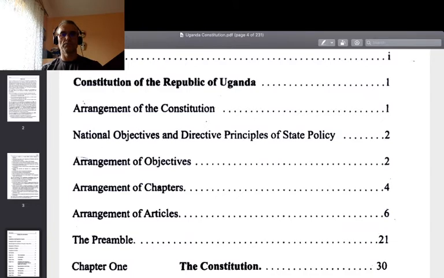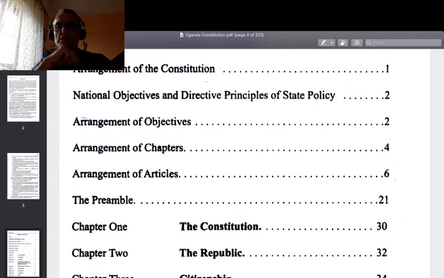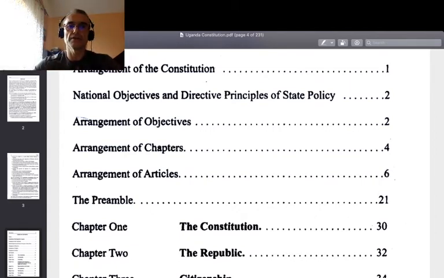This is a notable trait of many constitutions, that if you read the document of the Constitution, you have very different matters regulated in it. Let's read, for example, two fragments out of that Constitution of Uganda. So first of all, the national objectives and directive principles of state policy, and then the preamble, page 21.